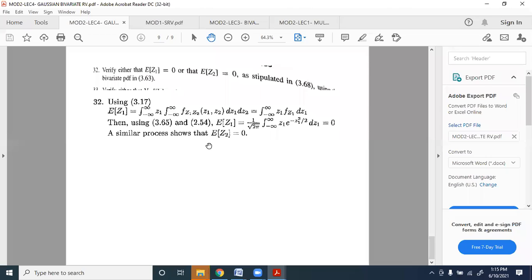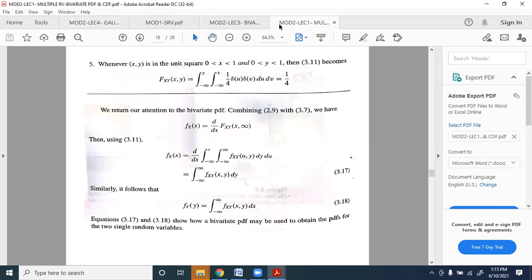So a similar exercise can be done for E of Z2, expectation of Z2, right? Expectation of Z1 is the integral from minus infinity to infinity of Z1 f_Z1 dZ1. E of Z2 will be the integral from minus infinity to infinity of Z2 f_Z2 dZ2. Again, we can extend it along the same lines, that is, f_Z2 can be substituted using the corresponding equations.